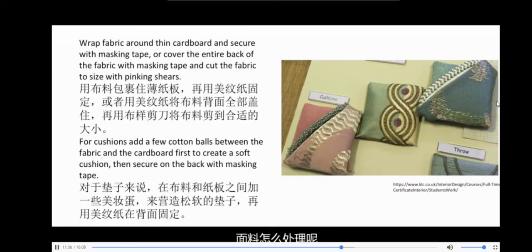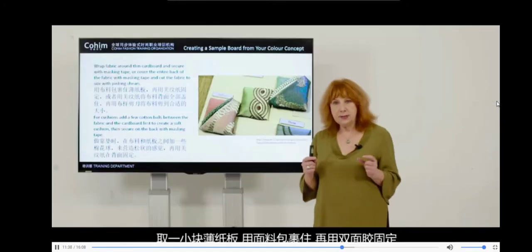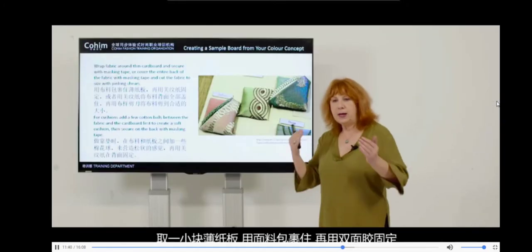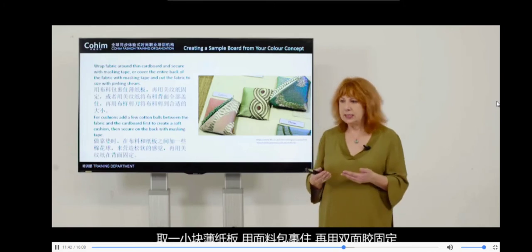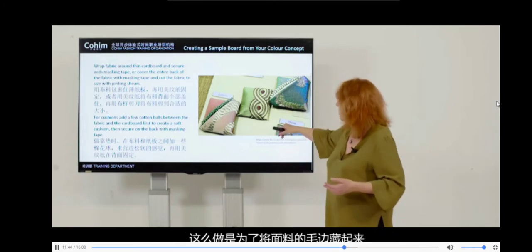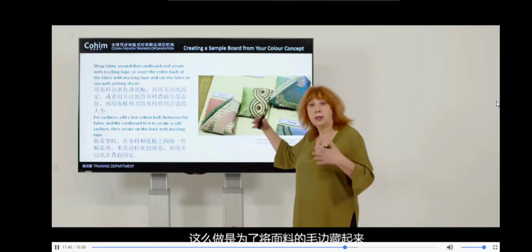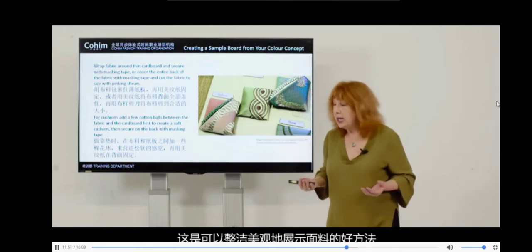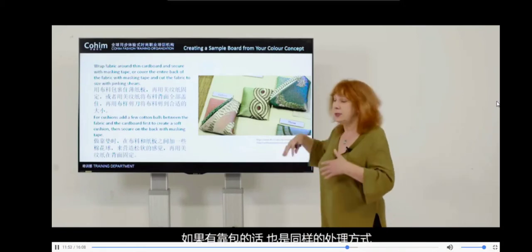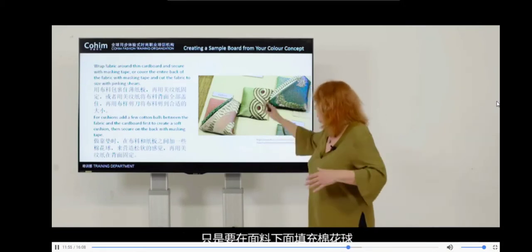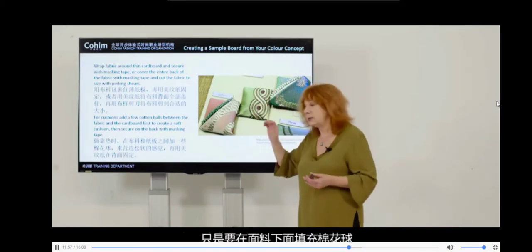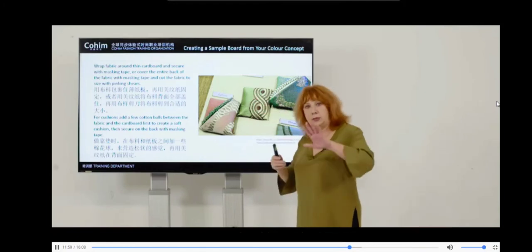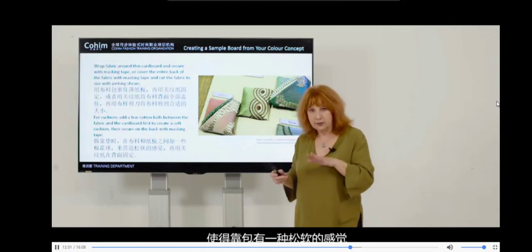So, what do you do with fabric? You take a bit of thin cardboard and you wrap the fabric around the board and stick it with some masking tape. And you do this so that frayed edges of the fabric are not seen. So this is a nice, neat way to show fabric on the board. And then if you have cushions, you do the same method, except you add some of these cotton balls underneath the fabric to give a little bit of a spongy effect for the cushions.